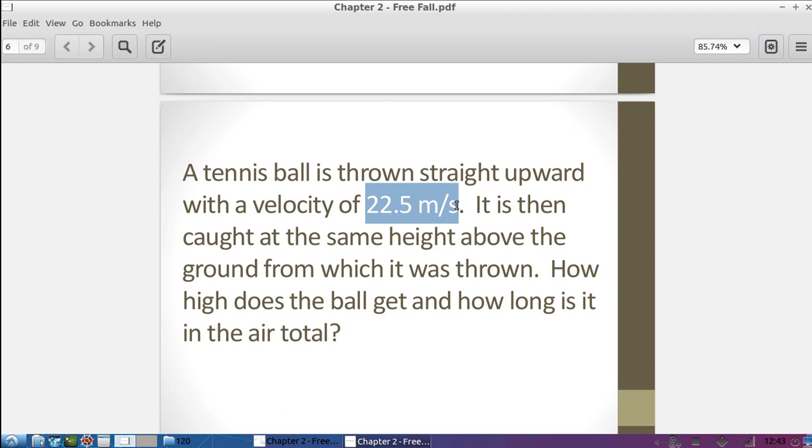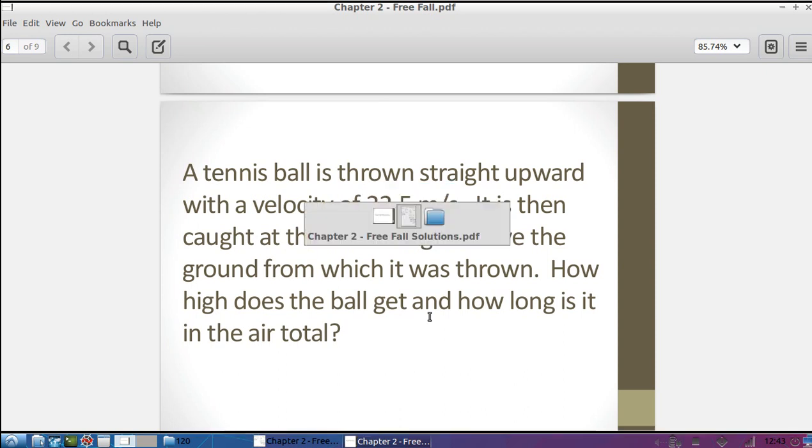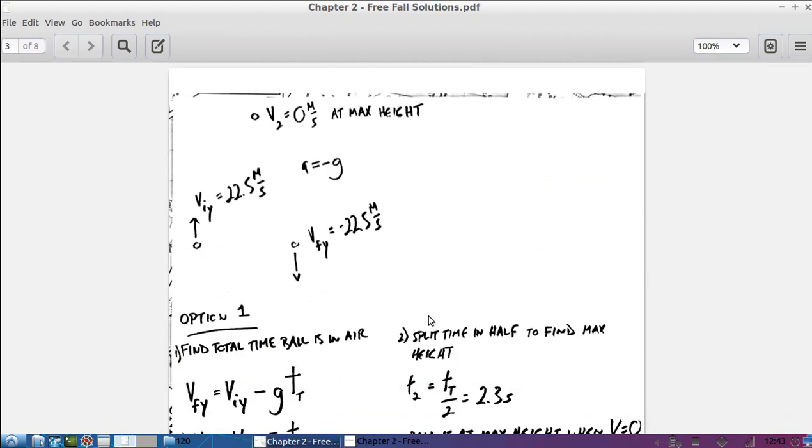The acceleration is g in the negative y direction. And so I'm going to write all that stuff down. So here's a little picture. This is the starting point. This is when I launched the tennis ball.